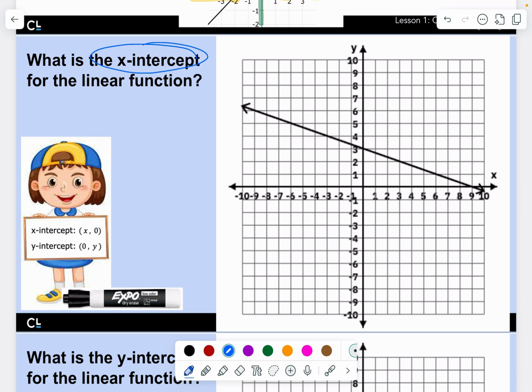What is the x-intercept? So my x-intercept would be on the x-axis right here, and it would be touching right here at 9. So 9, comma, 0 would be my answer.